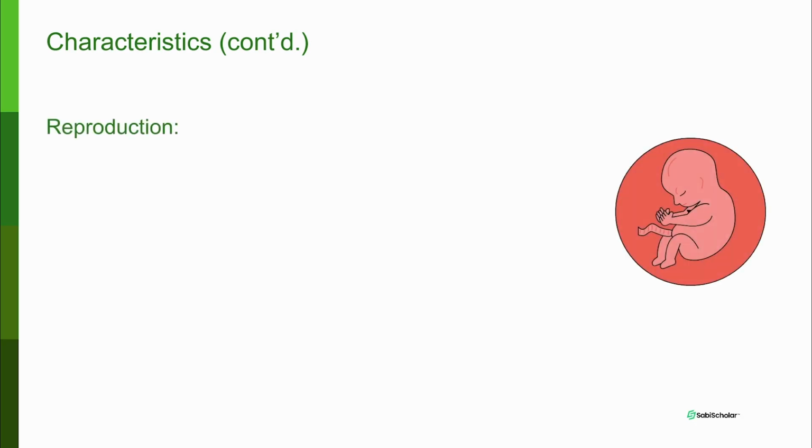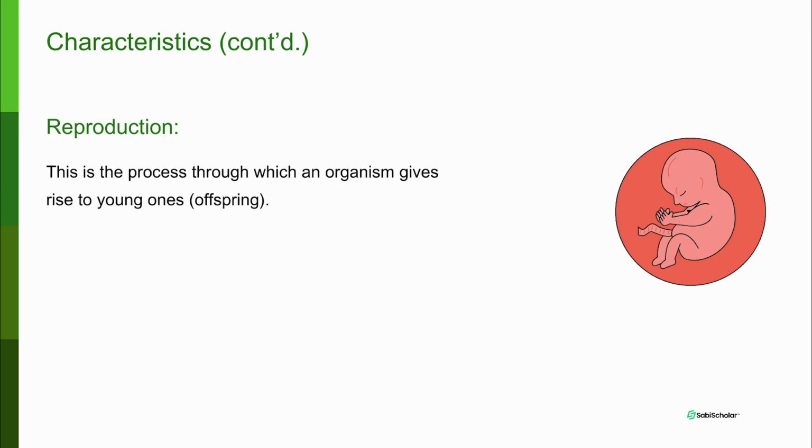The next characteristic of living things is reproduction. There is no living organism that lives forever. Therefore, we need reproduction to ensure a continuation of life. We define reproduction as the process through which an organism gives rise to a young one, known as the offspring, to ensure this continuation of life we are talking about.